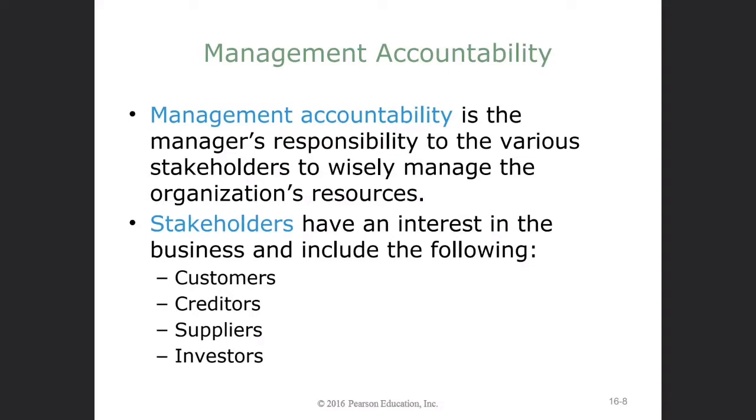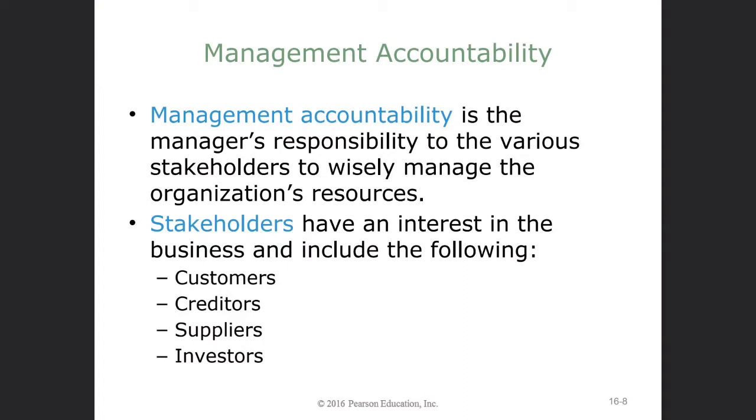Management accountability is the manager's responsibility to the various stakeholders to wisely manage the organization's resources. Stakeholders have an interest in the business and include customers, creditors, suppliers, and investors.